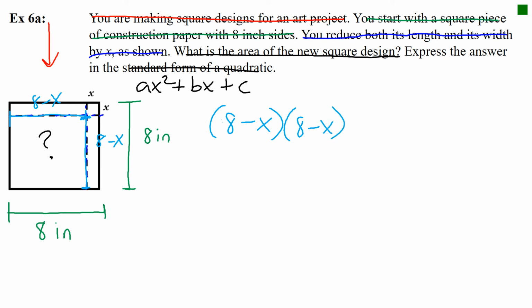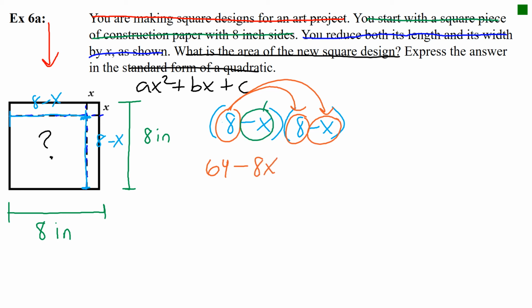Okay. So you want to take your original measurement and then subtract what you took away from it. Do not start with x like I was about to. That would have been a mistake. Would have been awkward. Alright, starting with 8. 8 times 8 will give us 64. 8 times a minus x gives us a minus 8x. Then minus x times 8 is minus 8x. Minus x times minus x, using the law of multiplication, multiply the coefficients to give you a positive. Keep the same base. Add the exponents to get that.